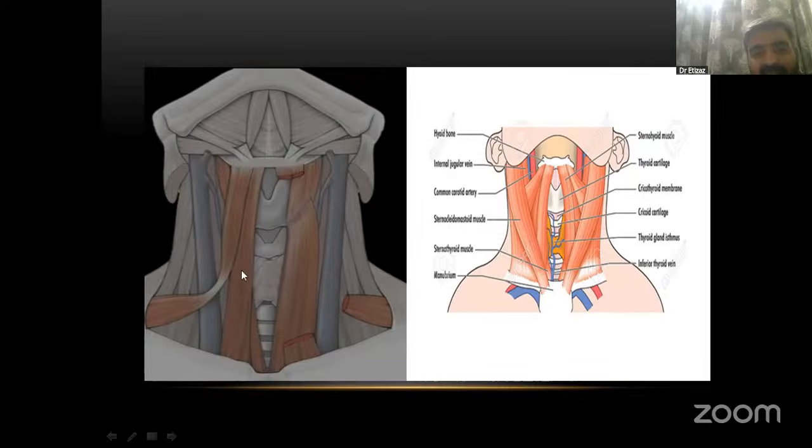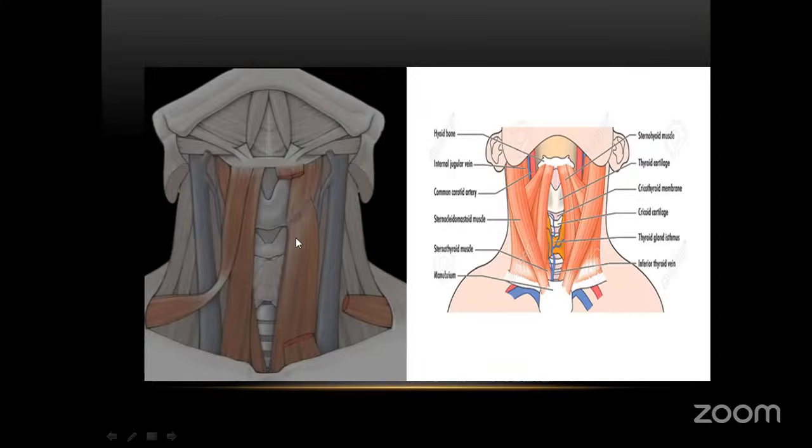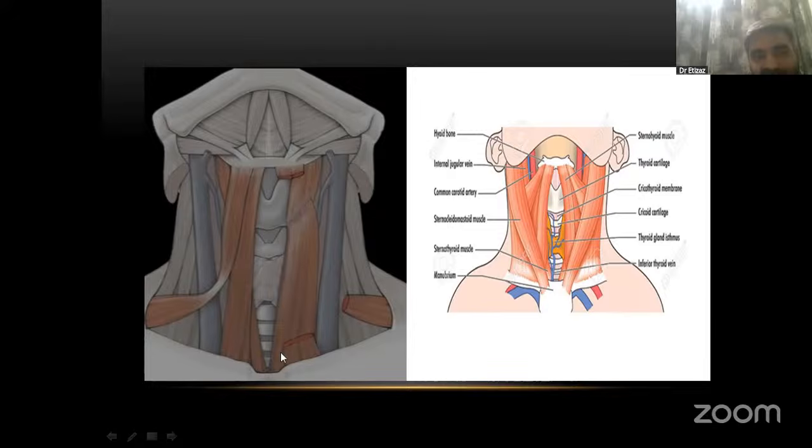This muscle goes downward to the area of the sternum. That is called the sternohyoid muscle. Look at here. If we cut this muscle down, another muscle is there. This is the thyroid cartilage, and this is the sternum. Name it. Sternothyroid. This is the sternothyroid.